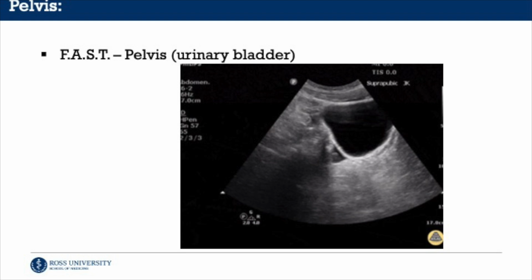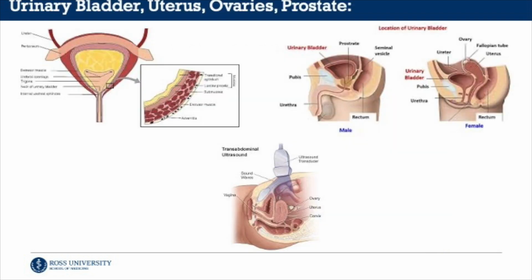On this slide is a FAST examination of the pelvis, examining the urinary bladder. As you can see, the darkly shaded region is the anechoic region, which is generally characteristic of fluid-filled structures, such as the bladder and cysts. The versatility of the ultrasound machine allows us to examine not only the urinary bladder, but also the uterus, the ovaries, and the prostate as well.